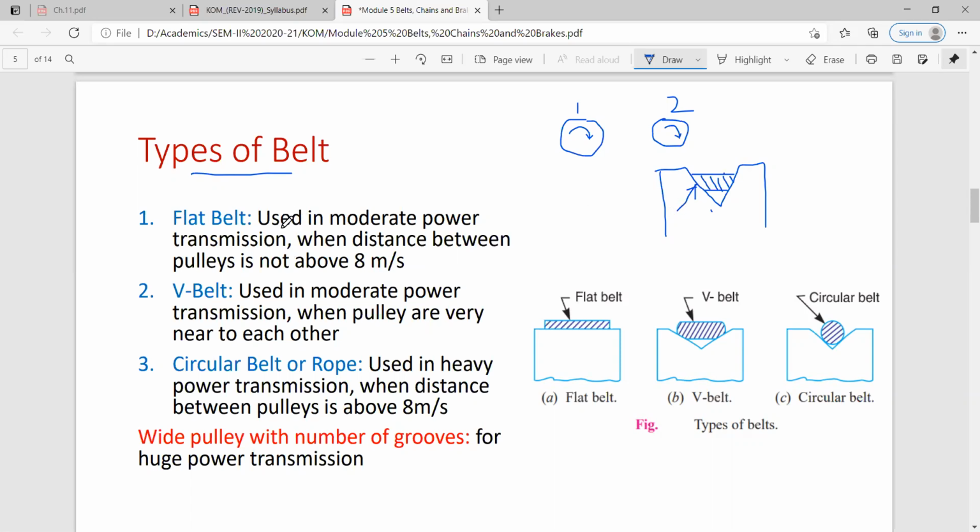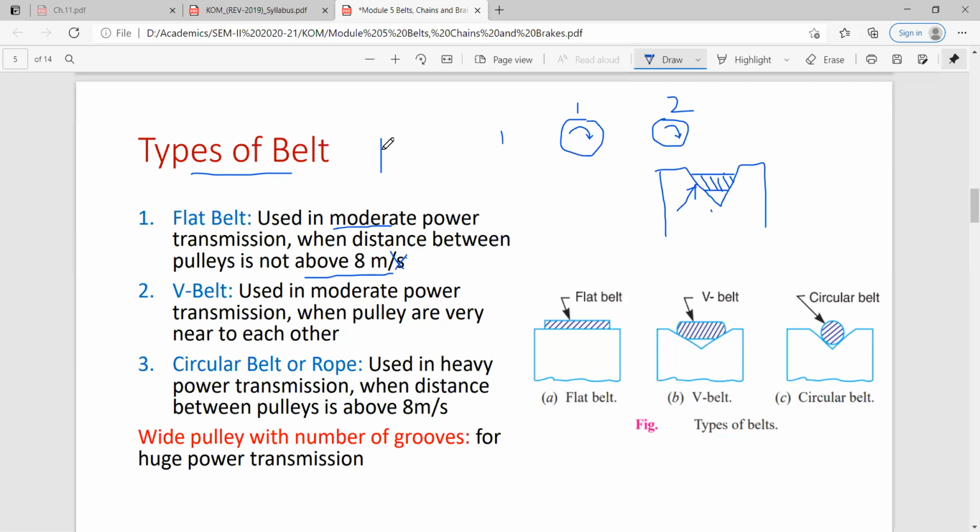Here you see the flat belts are used in applications of moderate power transmission. For moderate power transmission you use the flat belt. And the distance between two shafts should not be above 8 meters. Sorry, 8 meters only, not meters per second. It's wrong. 8 meters.